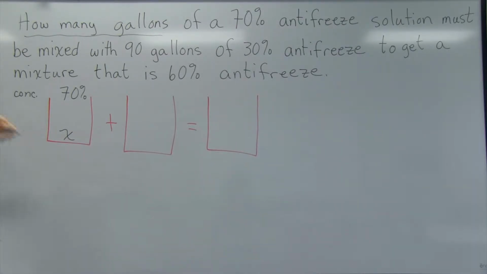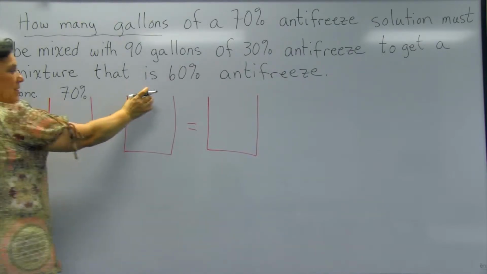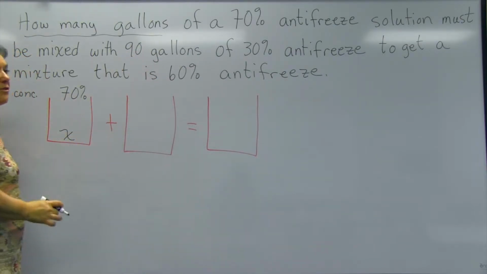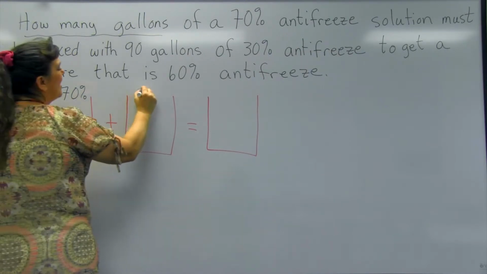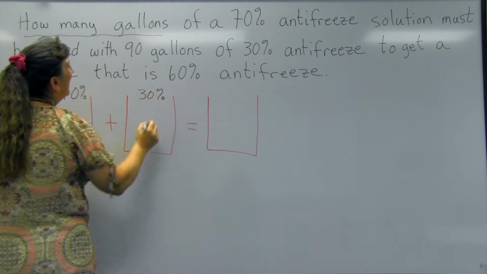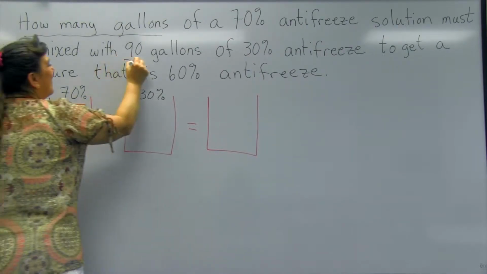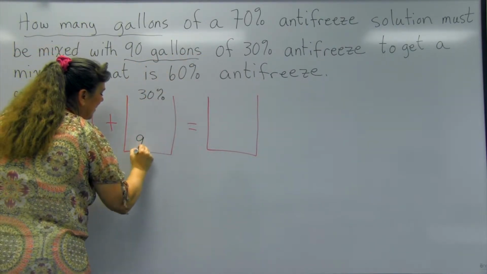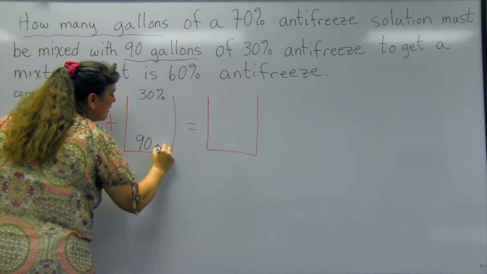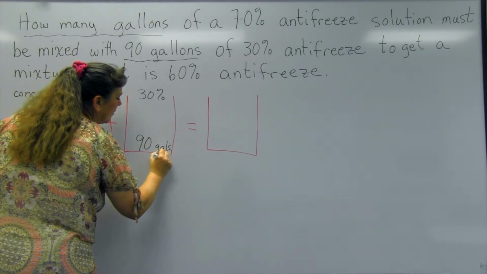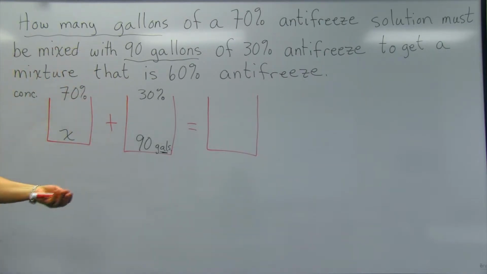And it's going to be mixed with what? That must be mixed with is your addition. 90 gallons of a 30% solution. That's your weak solution. So again, your concentration goes on top. What's your concentration? That's that 30%. And how many gallons did it say? Yeah, you got it. It says it right there, that 90 gallons. So we're going to put 90, and I'm going to write the unit of measure so I remember what my unit of measure is. Because cups aren't the same as gallons, guys. So we need to know what that is.